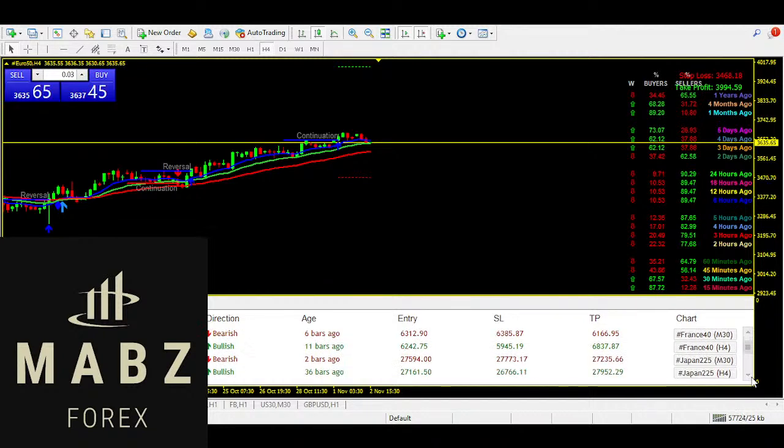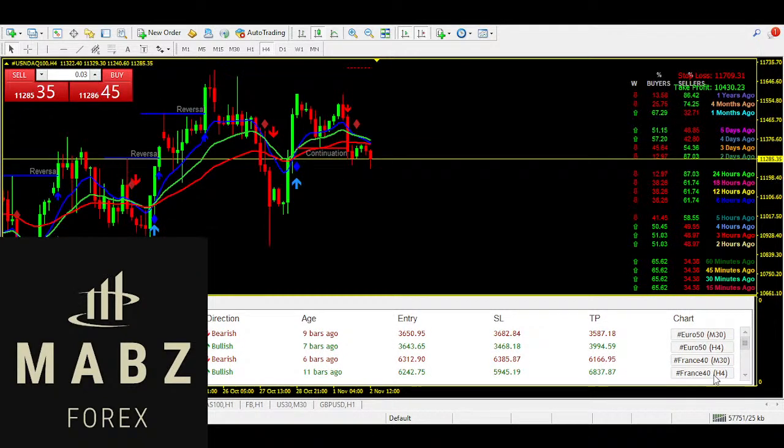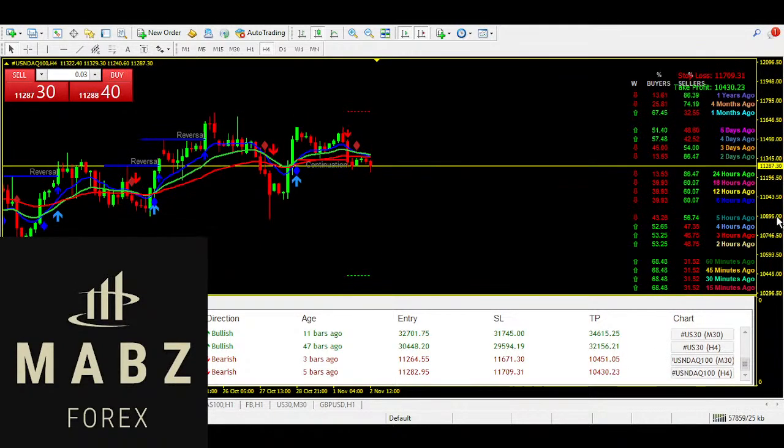Let's start with the indices. So NAS 100 is giving us a sell signal. If we look at the H4 and M30, it's giving us bearish movements on those time frames. We got our entry, we can see that arrow right there. As you can see, take profit is at the bottom, stop loss at the top, a valid trade right there.